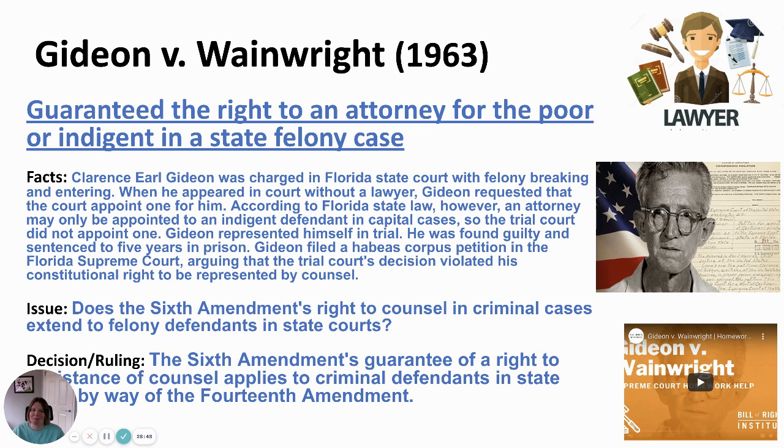They said the 6th Amendment's guarantee of a right to assistance of counsel applies to criminal defendants in states by way of the 14th Amendment. The language in the 14th Amendment puts restrictions on states and requires states to honor due process and citizenship and equal protection. Through that due process clause, that's how we've selectively incorporated. And now, thanks to Gideon, if you're in state court or federal court, you will be given a lawyer if you're not able to afford one.